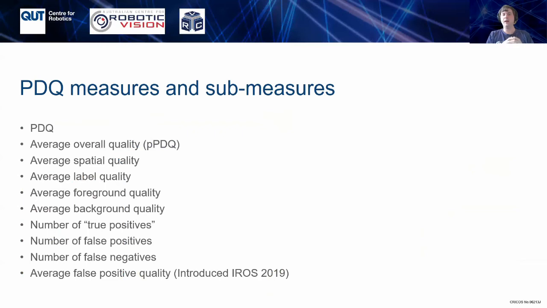We've got PDQ, we've got our average overall quality, so the average pairwise score that we've gotten for all of our quote true positives, our average spatial quality, our average label quality. We can even look at foreground and background quality. We can look at the number of true positives and false negatives, because we aren't dealing with a gradual increase in true positives and false negatives over time, in the case of a PR curve. And as newly introduced in IROS 2019, we can also calculate how good our false positives are, aka, are we overconfident whenever we're wrong?